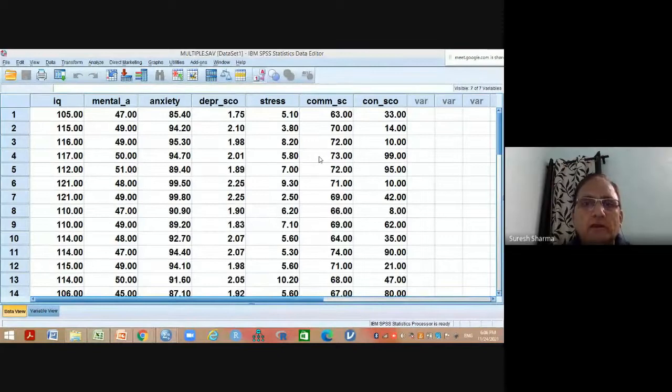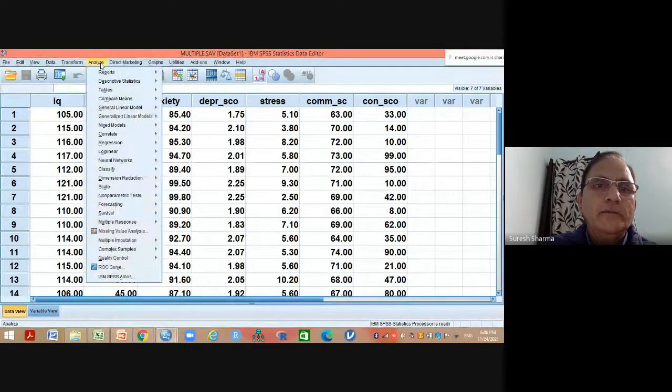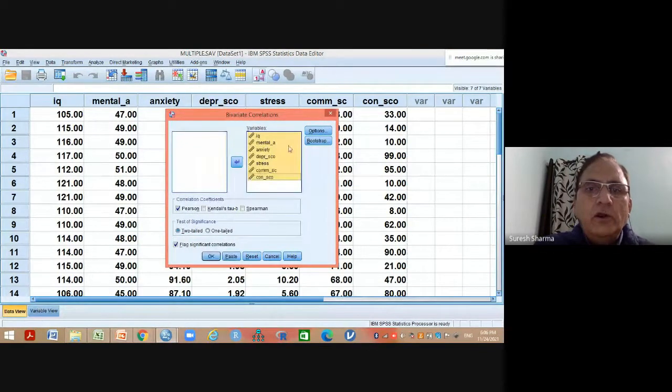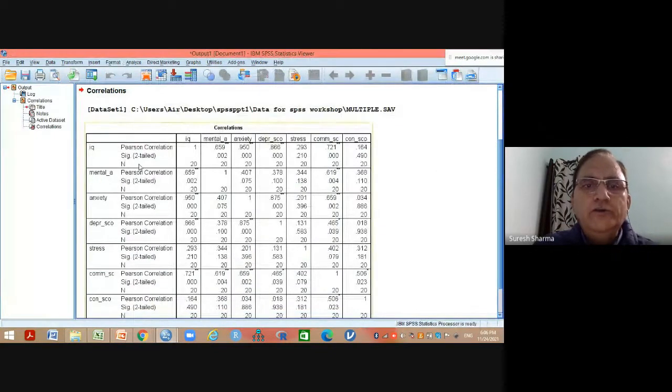Okay. So first of all, let me go for the correlation matrix. Because I have to basically look at the correlation of IQ with mental age, IQ with anxiety, because I want to predict IQ, IQ with depression, IQ with stress, IQ with communication, IQ with convolution. So first of all, get the correlation matrix. So go to Analyze, go to Correlate, go to Bivariate, press Control A, all of them will be taken care of. All are measurements, so let me apply Karl Pearson.